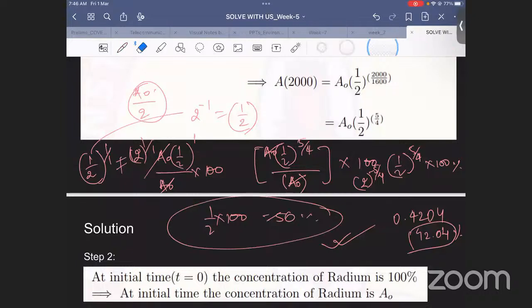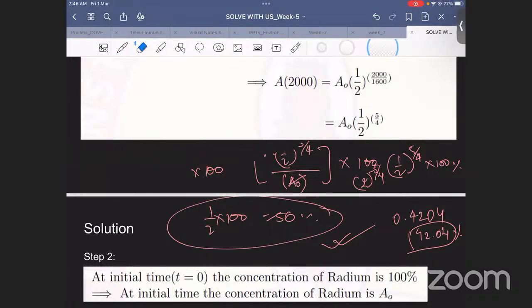Yeah, so could you highlight again why did you write a naught half divided by a naught? So that I was calculating at gamma equals 1600. Okay, see, we have to use a calculator for calculating this. If I have to calculate at gamma equals 1600, what will I do?